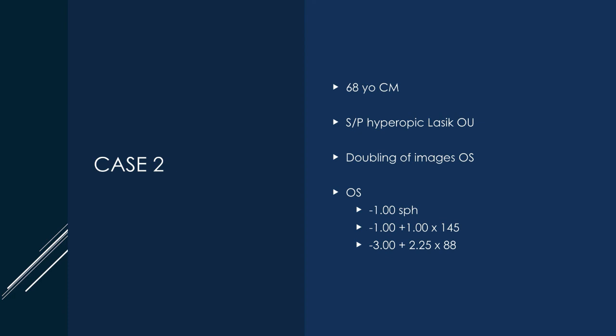Now here is another case of a 68-year-old male who had hyperopic LASIK. He's having doubling of images in his left eye. His left eye is all over the place with the refractions. -1 sphere, -1, +1 at 145, -3, +2.25 at 88. Just everywhere with his refraction.